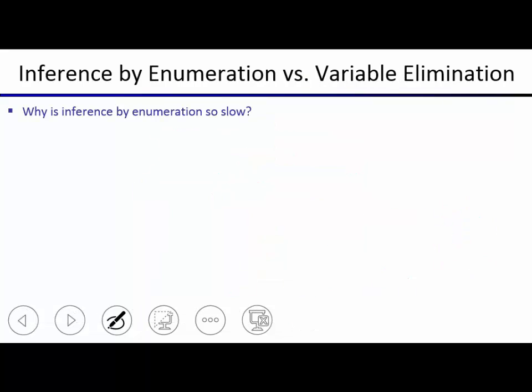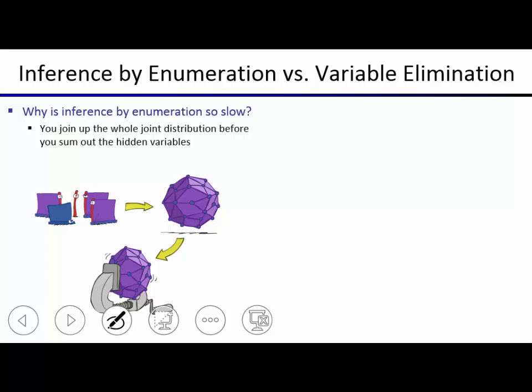All right, so why is inference by enumeration slow? Well, effectively what's happening is we are expanding our original BayesNet representation into almost a full joint distribution. We're looking at every entry in a full joint distribution that's consistent with the evidence, which could be a lot of entries.